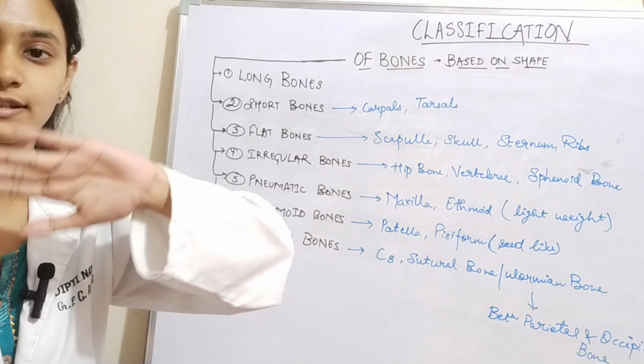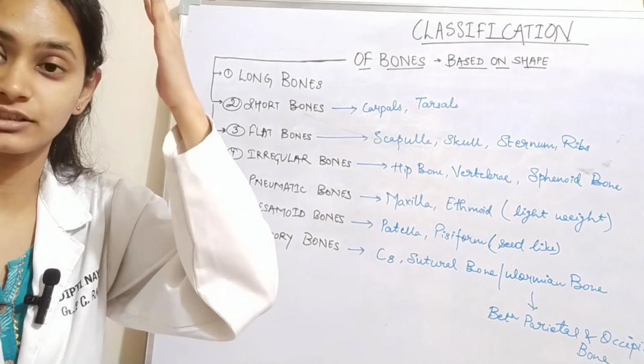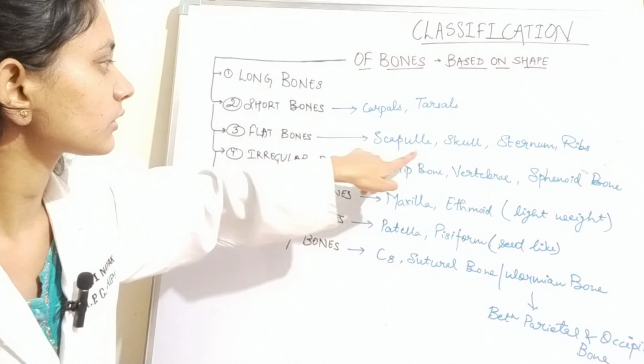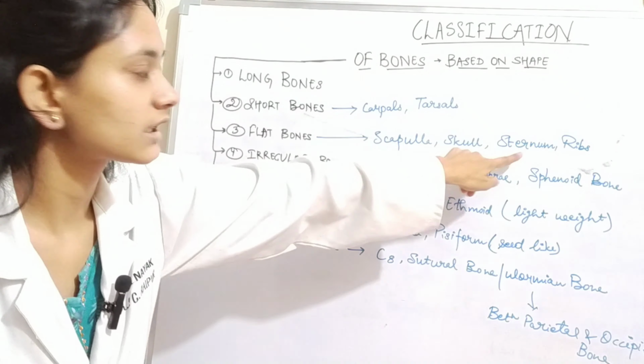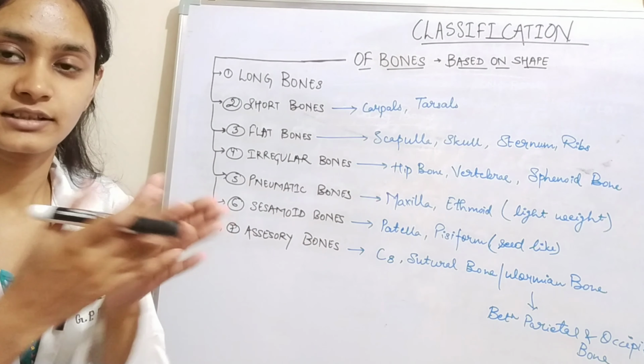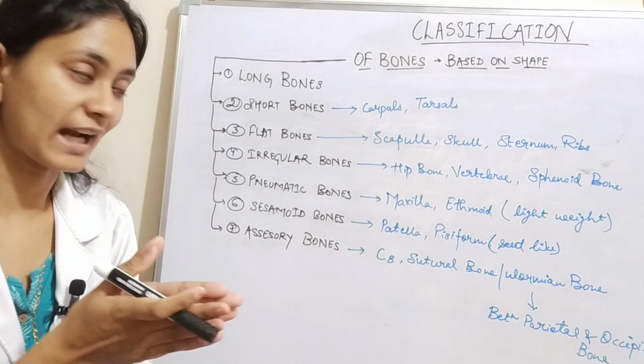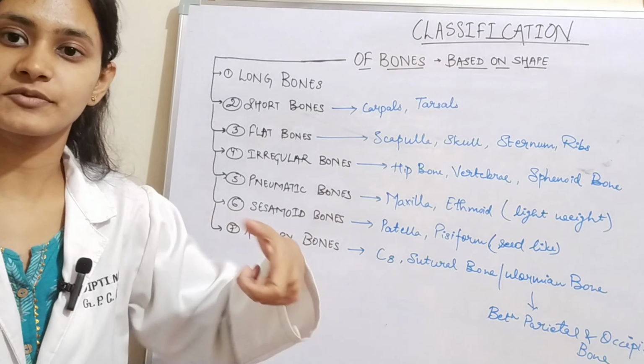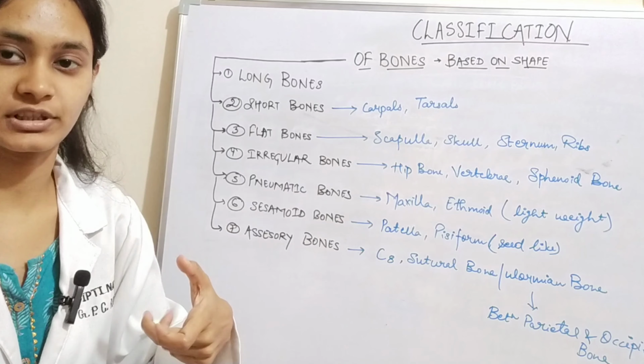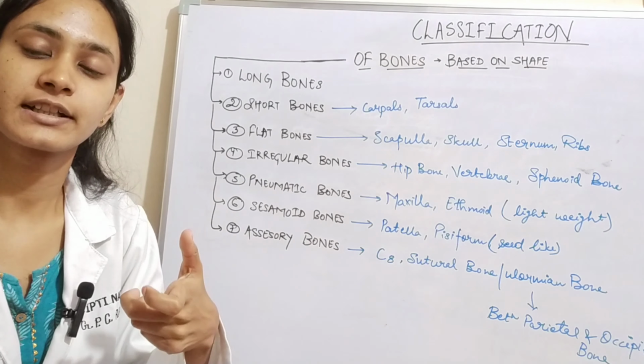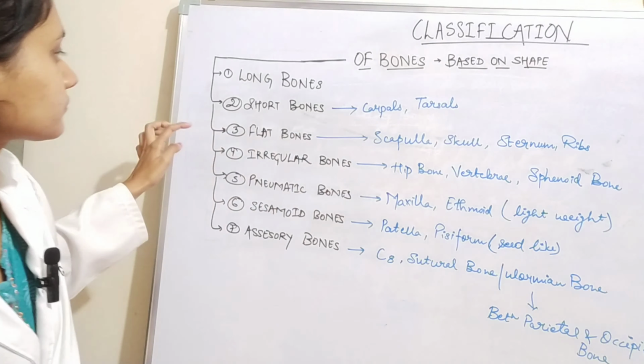Skull, as you can see, we have discussed the parietal, frontal and occipital. It also comes under flat bone. Sternum, as we had seen, also known as the breastbone, is flat in shape, and your ribs. All the ribs present are flat in shape, be it your typical rib or floating rib.